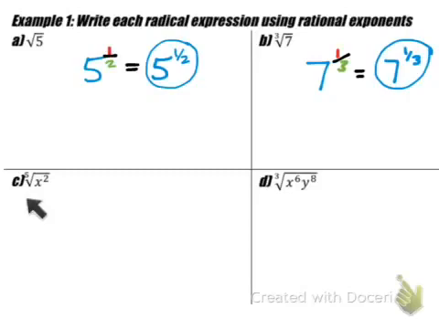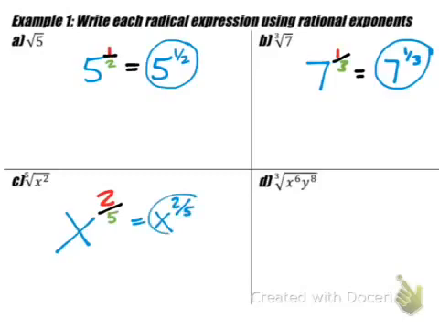In c, we are taking the fifth root of x squared. So then we know that if we take our radicand, our x, what x is being raised to is 2, so x to the 2 over 5. Our final answer, x to the 2/5 power.